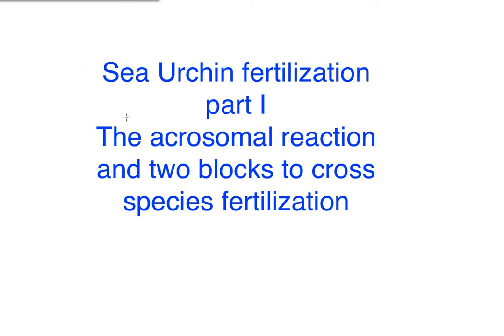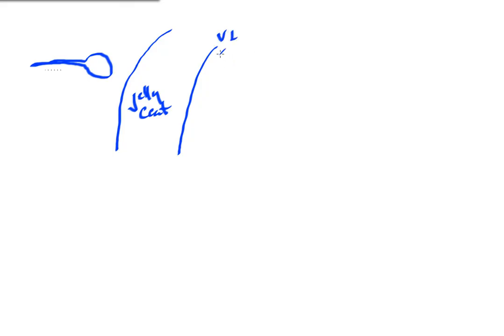In this video, we'll talk about fertilization in sea urchins. Sea urchins are sea-dwelling creatures, so sperm is swimming around in salt water. When sperm gets near an egg, the first thing they're going to get close to is the jelly coat of that egg. Within the jelly coat is the vitelline layer. Within the vitelline layer is the plasma membrane.